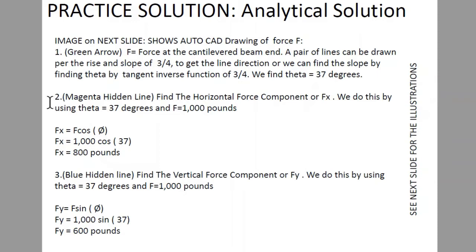Shown in a magenta hidden line we find the horizontal force component, or F of x. We do this by using theta is equal to 37 degrees and F is equal to 1,000 pounds. And for this part, we will use the F of x function, which is equal to F times the cosine of theta. And then we plug in the numbers. F of x is equal to 1,000 times the cosine of 37, and we find F of x is equal to 800 pounds.